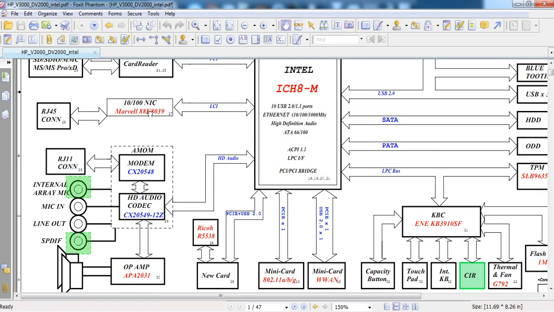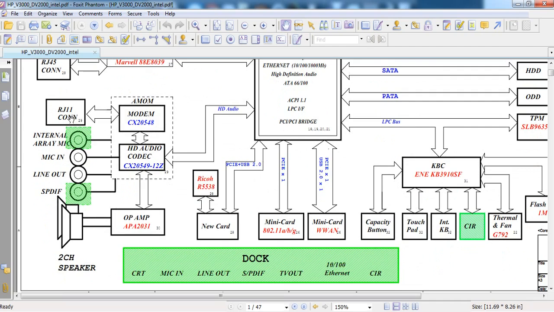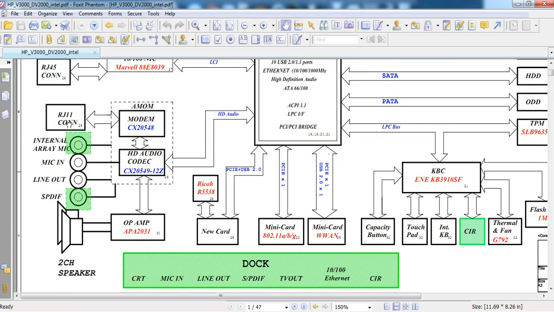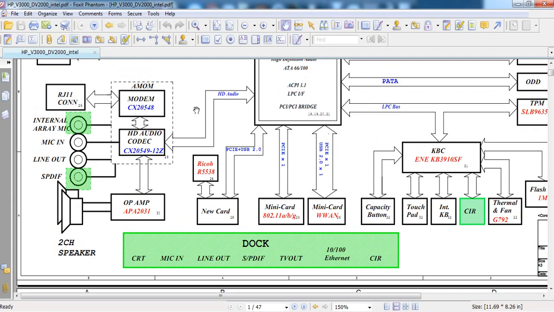This is a Marvell 88E8039 IC. Okay, so you have to change this IC. This is RJ11, registered jack 11, which is used to connect to the internet through the telephone cable. This is a little old. Nowadays this RJ11 is not used on laptop motherboards.